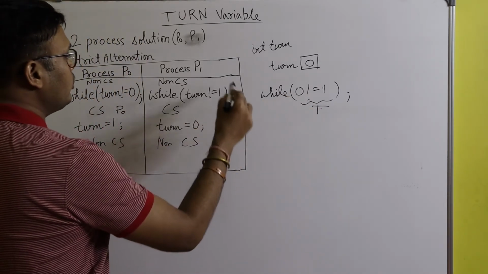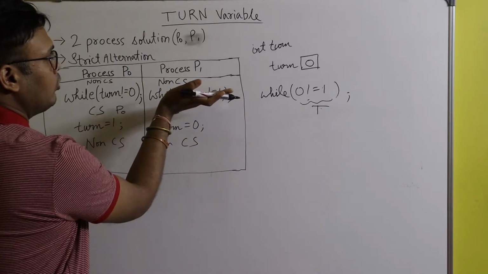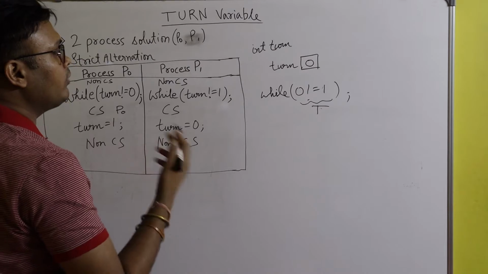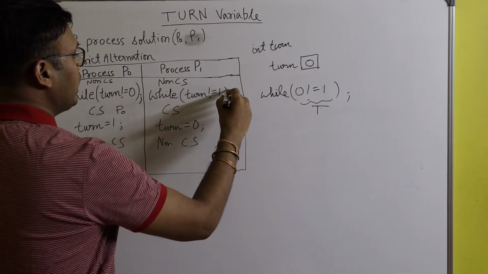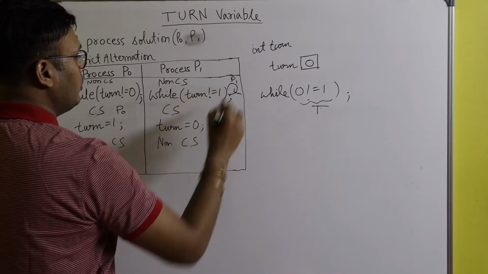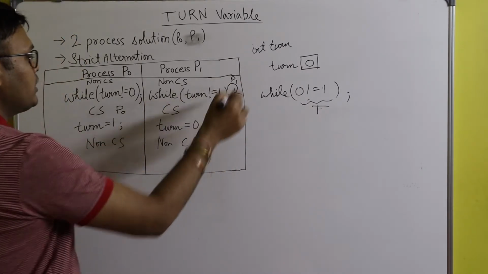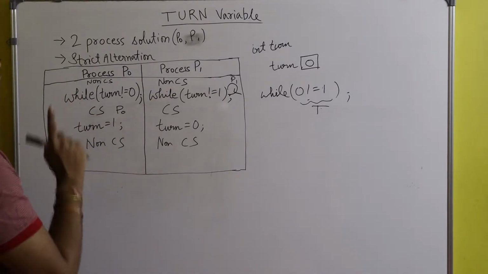Since the condition is true, this while loop cannot be broken. The while loop can only be broken if the condition doesn't hold. But here the condition is true, so P1 will be stuck in the while loop. While P1 is stuck in the while loop, you see here there is a mutual exclusion.